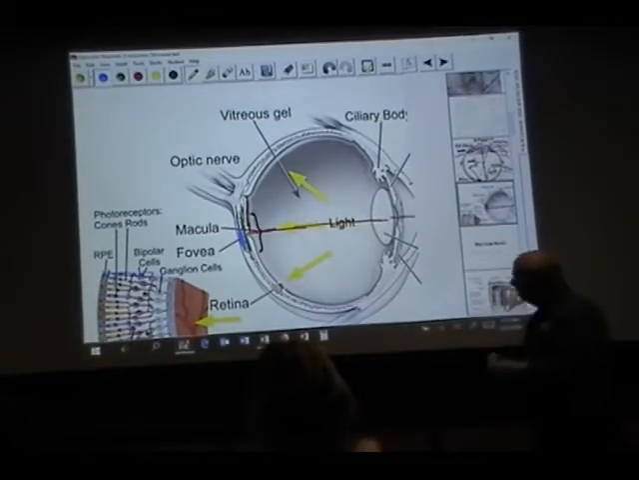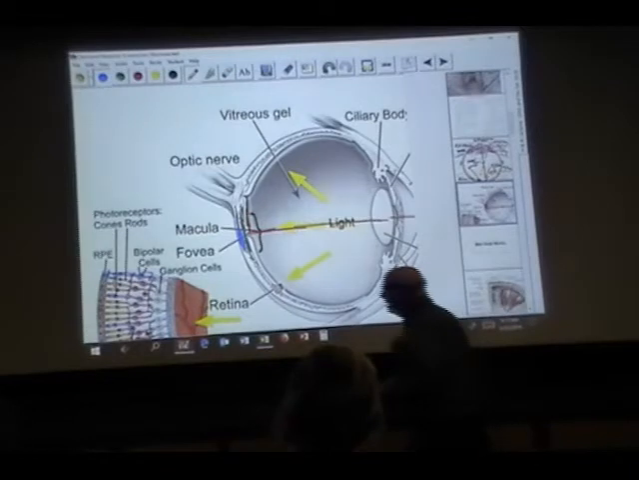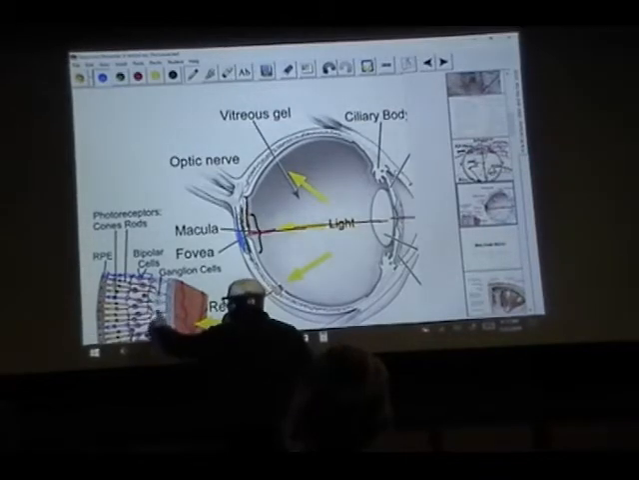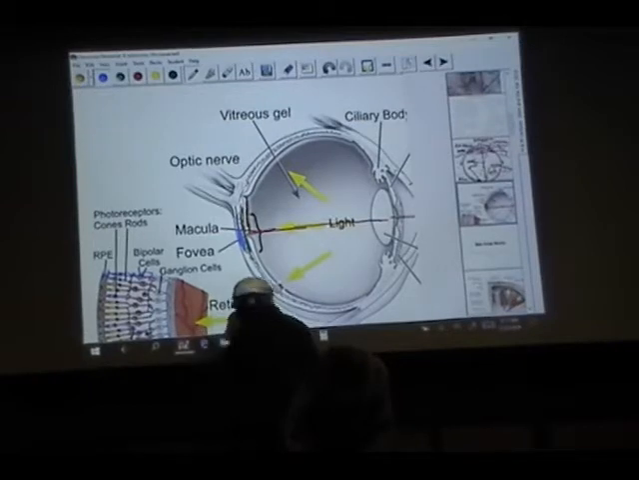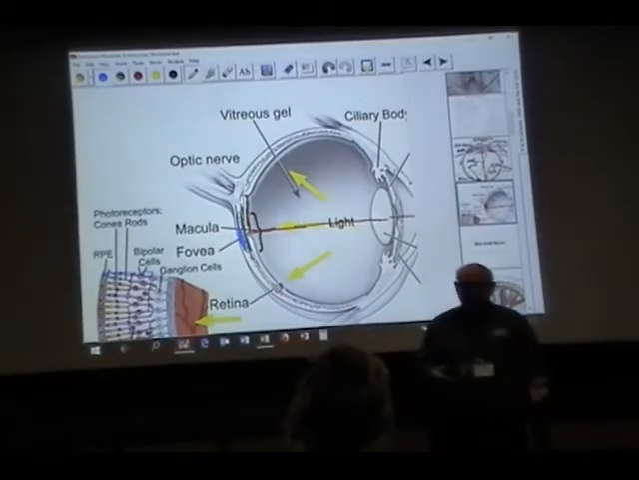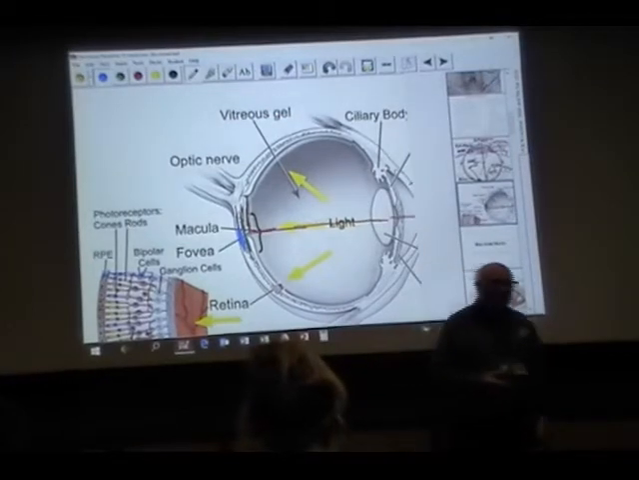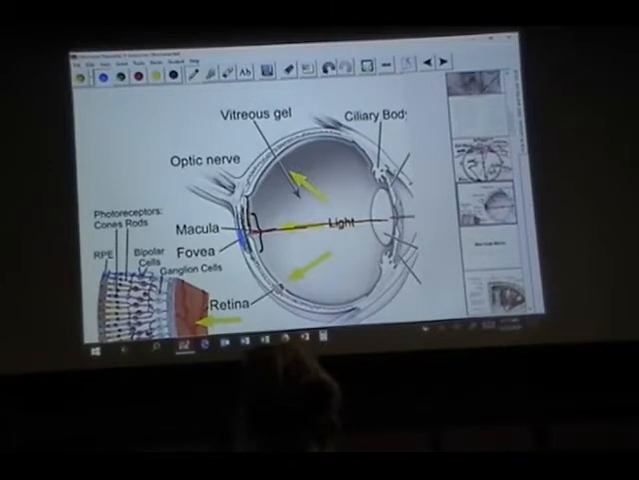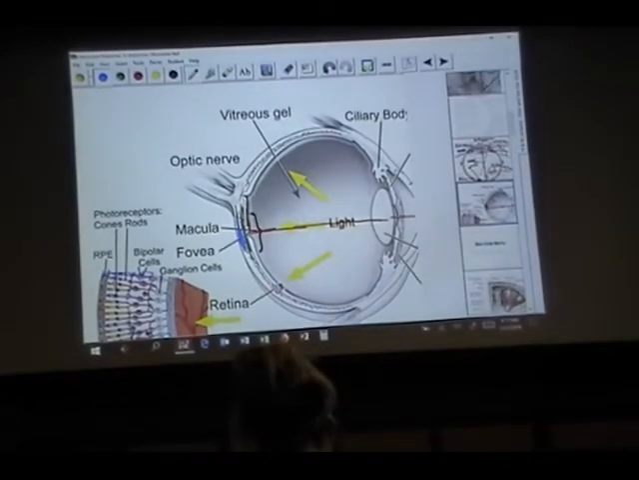And so then from the rods and cones, through bipolar cells, through amacrine cells, these are the ganglionic cells of the optic nerve, and they will transmit their information down the optic nerve, into the optic tract, into what's called the lateral geniculate body, which is a thalamic nucleus, and then send it to the occipital lobe of the cerebral cortex.